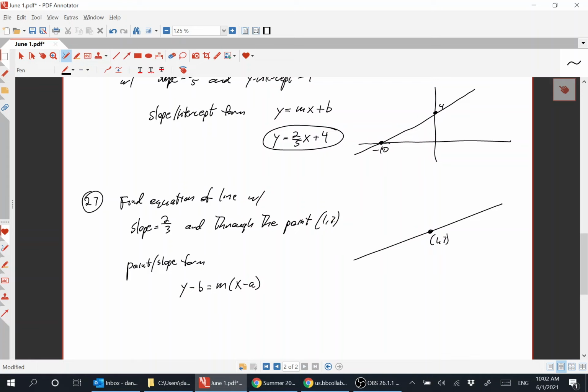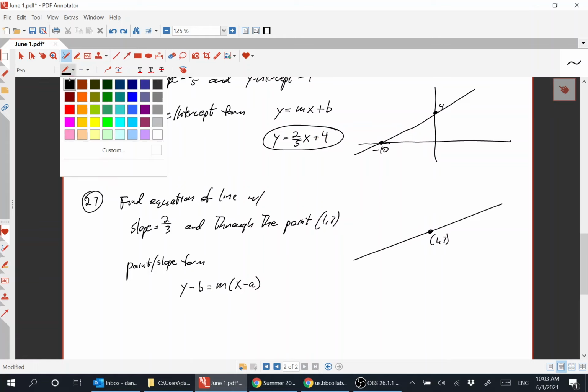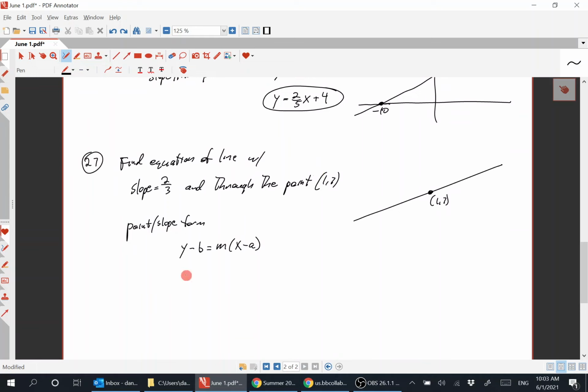So two things that you need for the line. You need the slope, and you need some point. Preferably, if you have the y-intercept, it makes life a little easier because you can just write the slope-intercept form of the equation. So here, it's y minus 7, the y-coordinate, equals 2/3 times (x minus 1). All right. So that's an acceptable answer. That's fine.